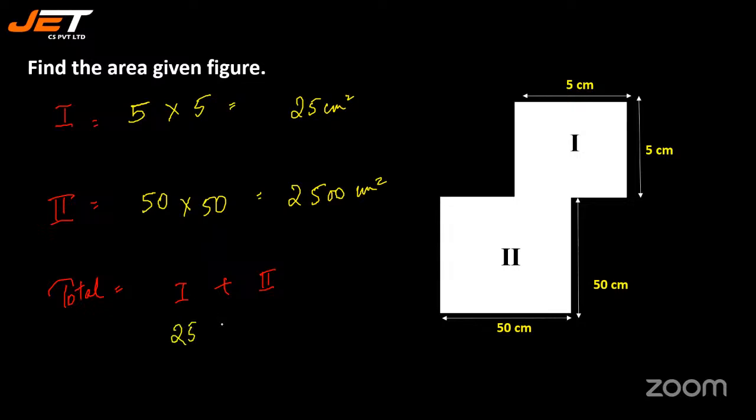Adding both of them, 25 centimeters square plus 2500 centimeters square will give me 2525 centimeters square. This is the area of the entire figure. They're connected somehow.